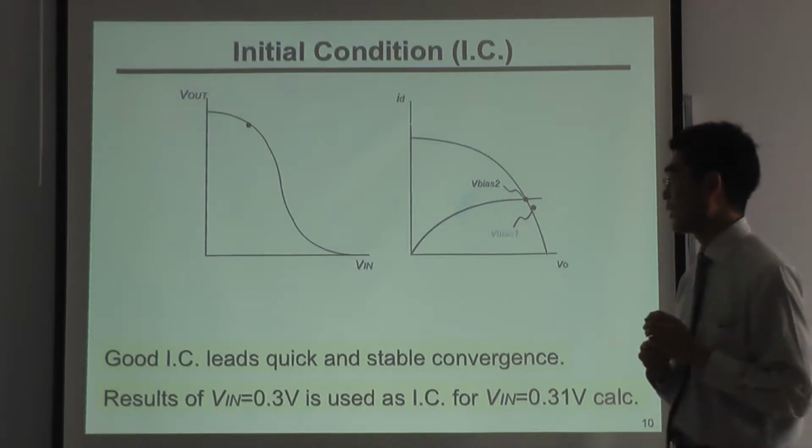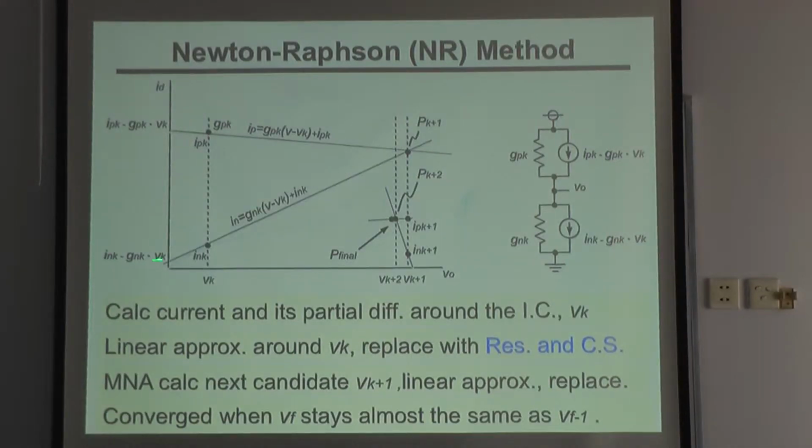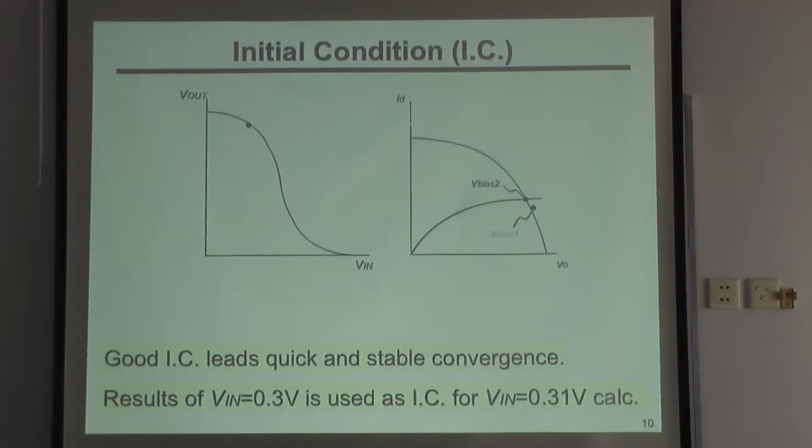So in here we start the initial condition from here. But if we have a good initial condition, like for example here, we can easily go to the final point. So how to choose the initial condition is key for the DC analysis. And a good initial condition leads to quick and stable convergence.